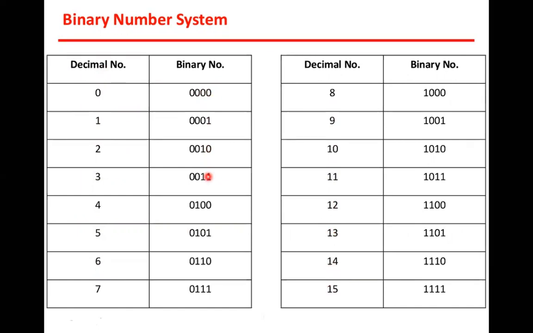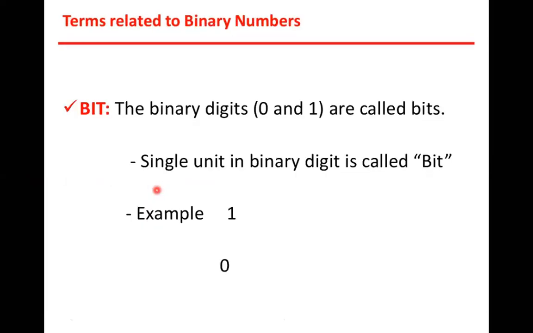It is 0 0 0 0, 0 0 0 1, 0 0 1 0, 0 0 1 1, 0 1 0 0, 0 1 0 1, 0 1 1 0, 0 1 1 1, 1 0 0 0, and for the 15th decimal number, it is 1 1 1 1. A simple trick is to always remember that for the decimal number 7, it is 3 ones, 0 1 1 1, and for 15, it is 4 ones, 1 1 1 1. We will see how the conversion between decimal and binary takes place in the next slides.